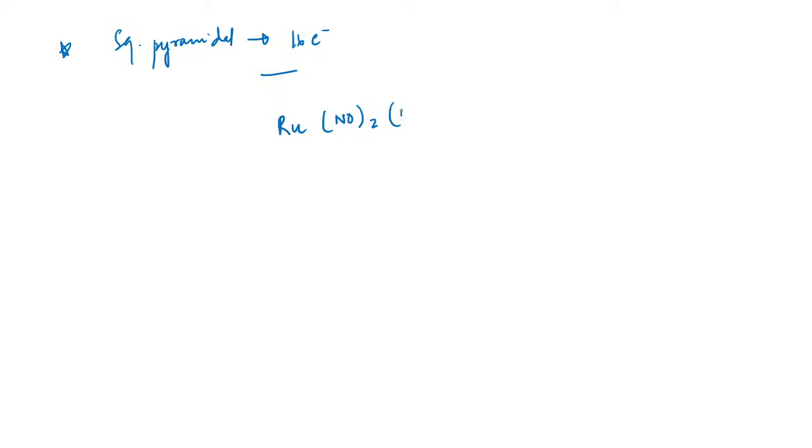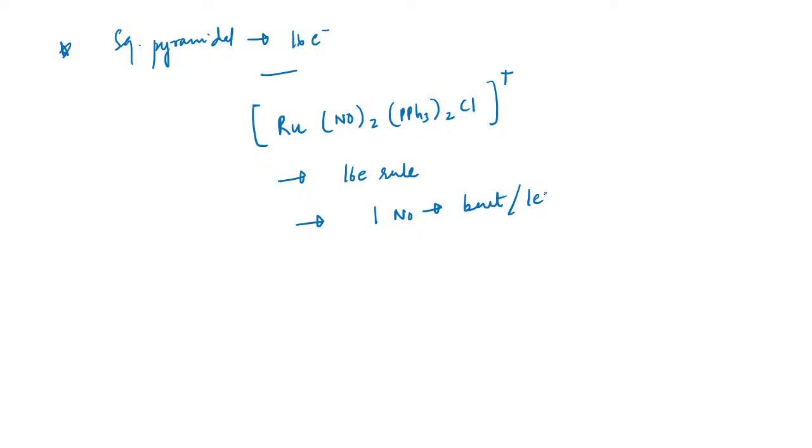RuNO2, PPh3 whole twice, and Cl. So this is that particular special compound, and you have to remember it. It's also an important case. The steric number is 5, so it's square pyramidal, and it also obeys the 16 electron rule. The second thing about this complex is that you have one NO in bent way, or we can say 1 electron donor, and one NO in linear way, or 3 electron donor. And it's square pyramidal.